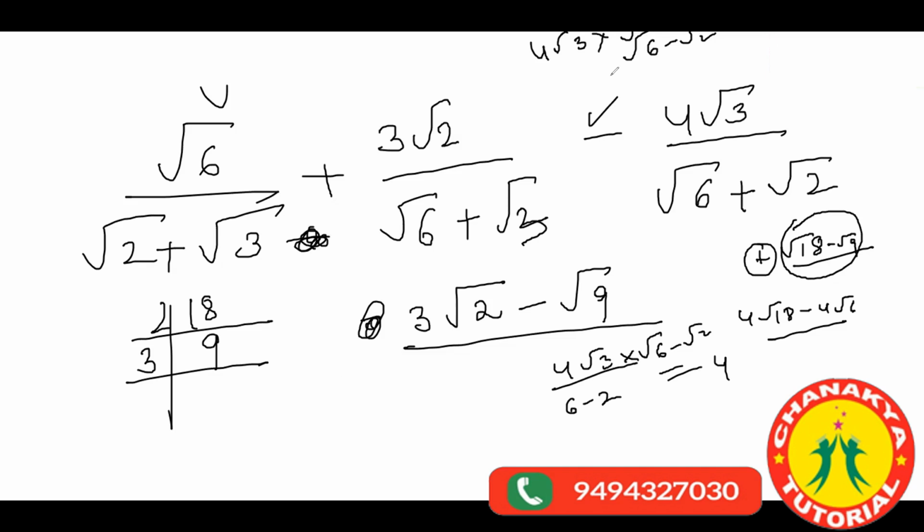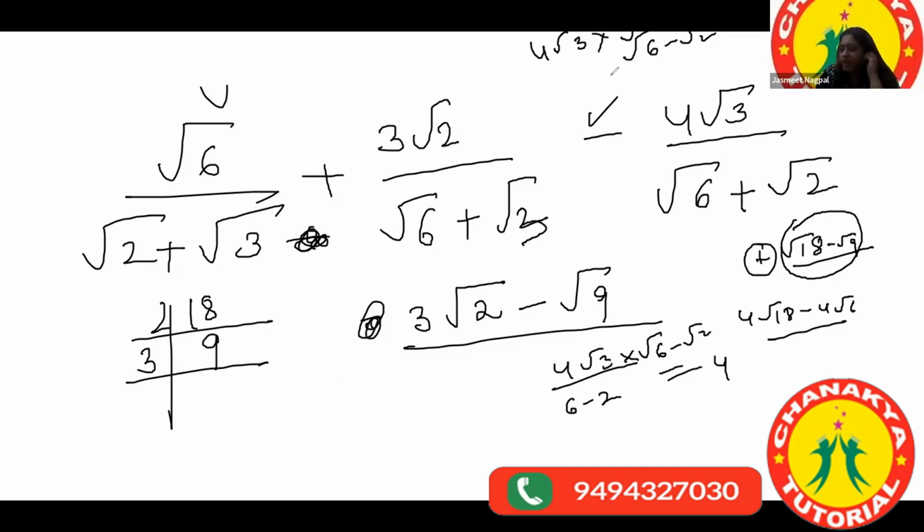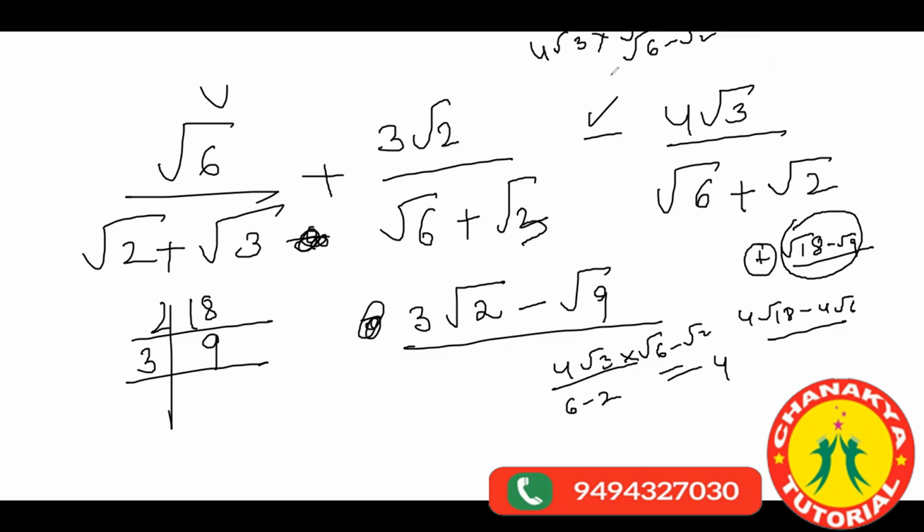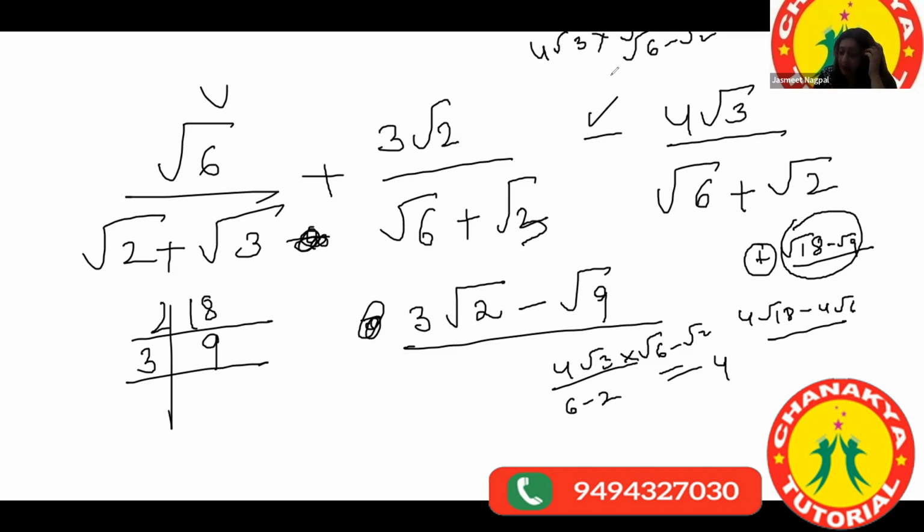Ma'am, I think root 9 is a single root 9. Is there any other, will root 9 also become? Ma'am, not root 9, I am getting 4 root 6, minus 4 root 6. Okay, okay. Now the answer is coming 0. So final answer.